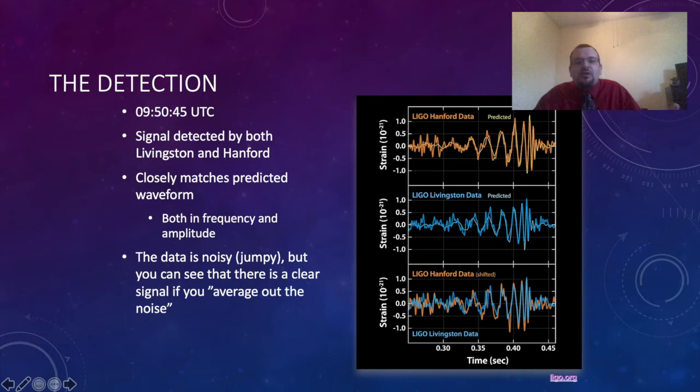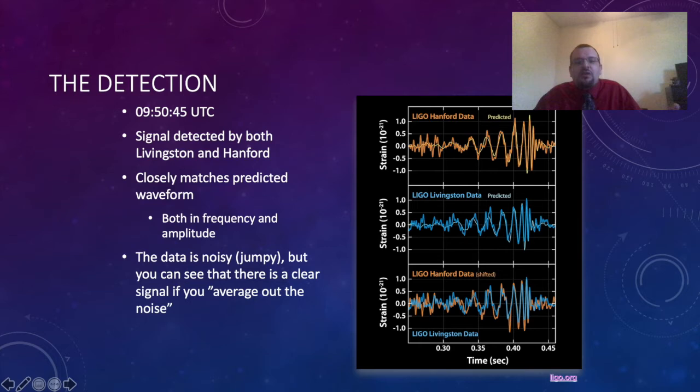So the detection. At 9:50 in the morning, Greenwich Mean Time, a signal was detected both at Livingston and at Hanford. And what you've got over there on the right is the waveform. Basically, it's what the wave looked like if you were to graph it. And this very, very carefully matched what was predicted, both in frequency, basically how close together the lines are, and the amplitude, which is how big up and down the lines are.